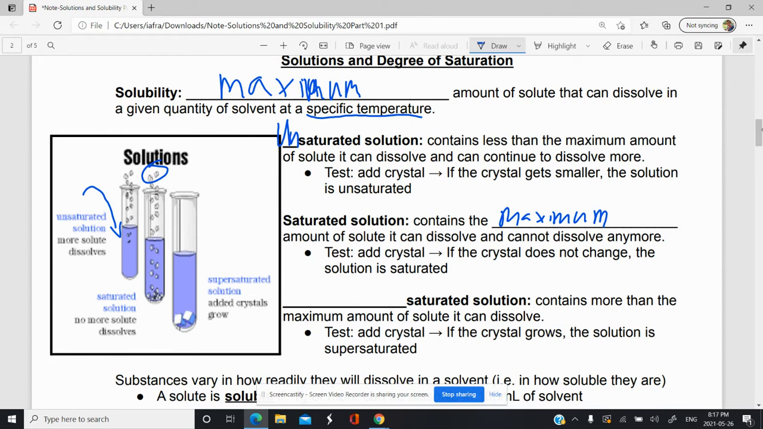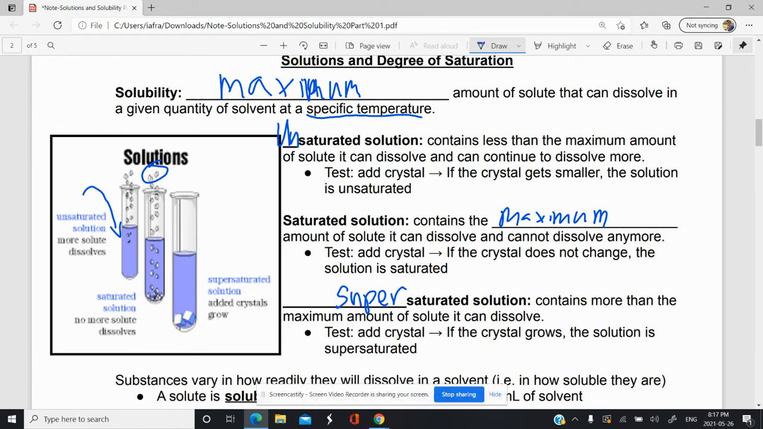And then we have something called a supersaturated solution, and that's where you've tricked your solution to actually hold more than it should. So if you were able to hold 50 grams, but you actually dissolve 60 grams in there, then you're supersaturated. And I don't mean that you have 50 grams dissolved and then 10 grams swimming at the bottom. No, it's actually dissolved in there.